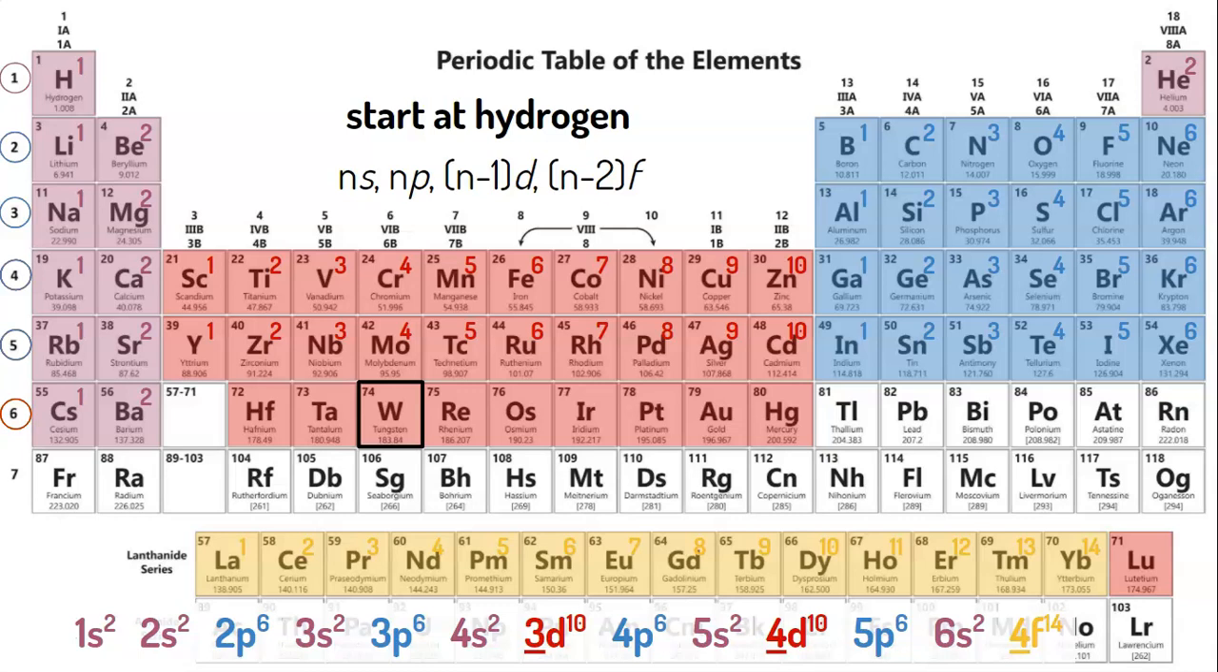So counting up to tungsten is 1, 2, 3, 4. A lot of you guys are going to want to say, okay, well, it's 6D4. No, because remember, when we're at D, we got to subtract 1 to the row number. So 6 minus 1 is 5d4. Alrighty, that's our final electron configuration.